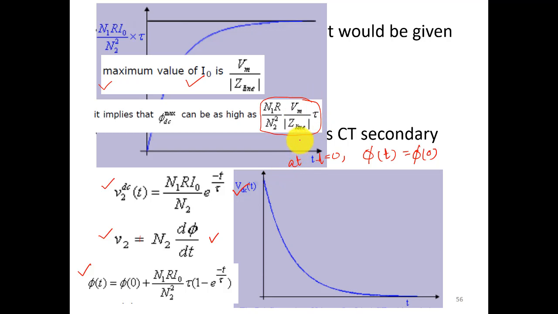Now this phi DC max will be added to the AC flux which is linking the core, right? So now inside the core we have two fluxes. One is because of the symmetrical AC component, and the other is because of the DC offset current.